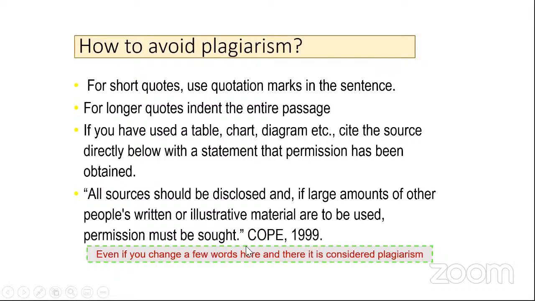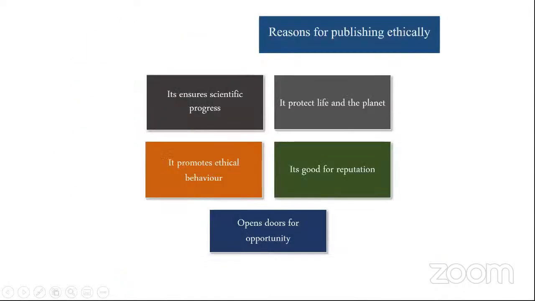All sources should be disclosed, whatever they are. Whatever kind of material you have taken, kindly disclose everything: illustrative material, charts, diagrams. Give due credit to the researchers or the authors. Take permission from the research community from where you are taking it, right? This is given by COPE, the Committee on Publication Ethics, a committee involved in publication ethics since 1999. You need to follow all these if you want to avoid plagiarism. This is the last.